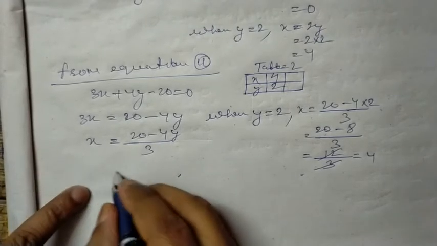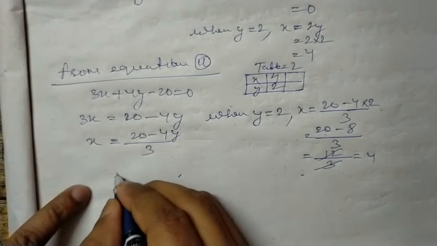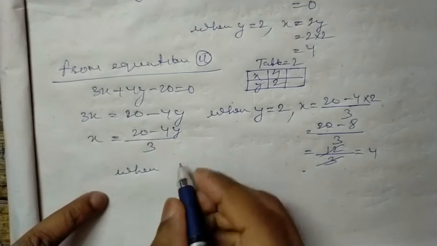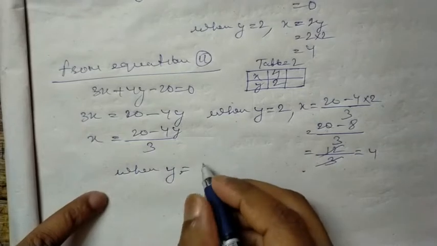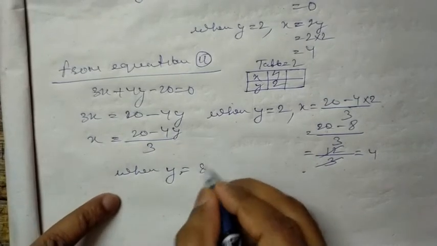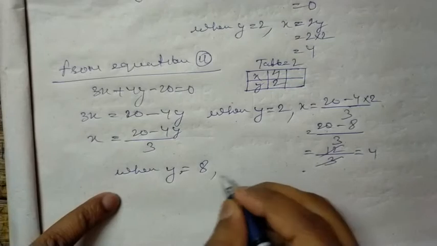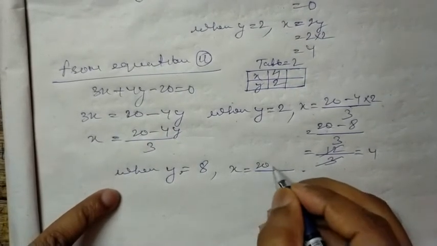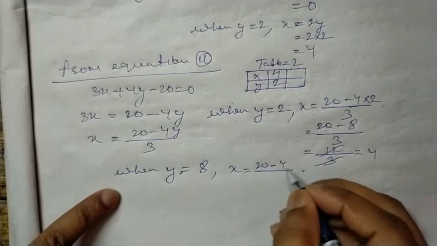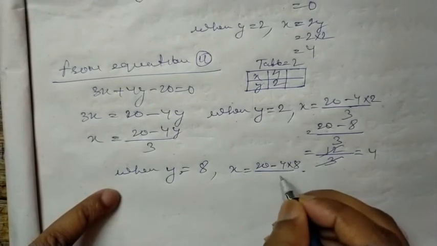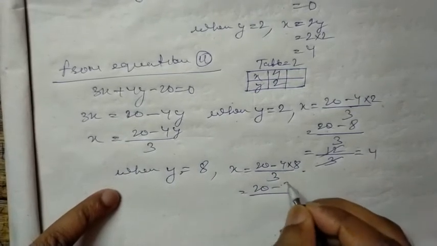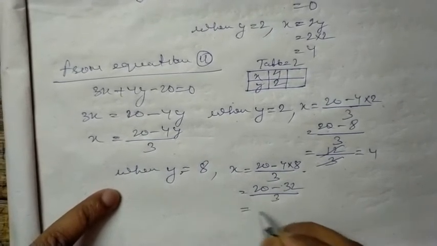Okay, again, when the y value is 8, we can put here x is equal to 20 minus 4 into 8 divided by 3. 4 8s are 32, divided by 3.